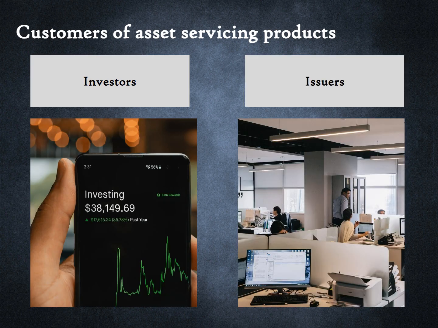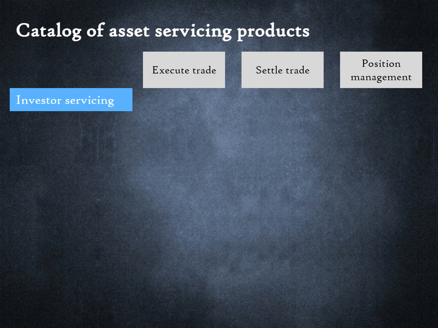Investor and issuer servicing are sometimes antipodal perspectives of the same underlying function. For example, a servicer on the investor side receives dividends on behalf of her clients while a servicer on the issuer side is responsible for paying out dividends on behalf of her client. We will now map the catalog of asset servicing products against the last three steps of the investing process.